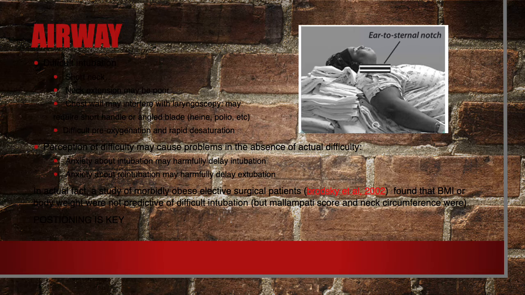There's been a few studies on morbidly obese patients undergoing elective surgery, which have actually found that BMI or body weight were not actually predictive of difficult intubation. But interestingly, the Mallampati score and neck circumference were prognostic. I think the important thing if you're going to be considering an airway in these patients is to really focus on your positioning. And this is often quite difficult due to the body habitus alone. But often people find that if they position these patients properly, the airway is not as difficult as anticipated.